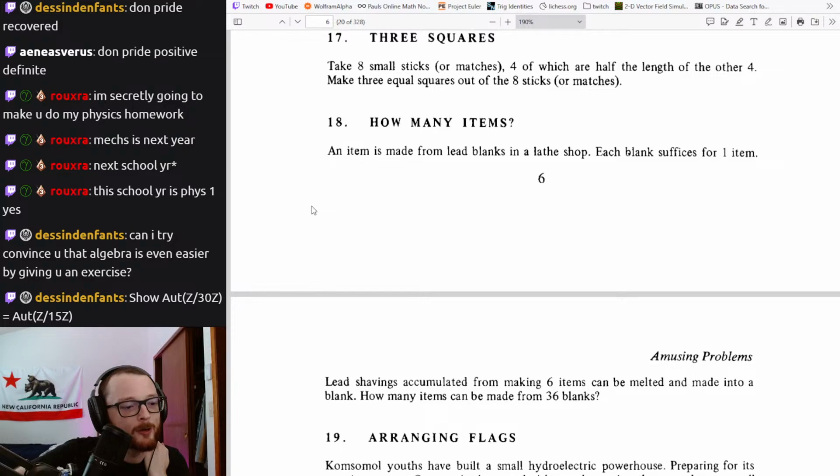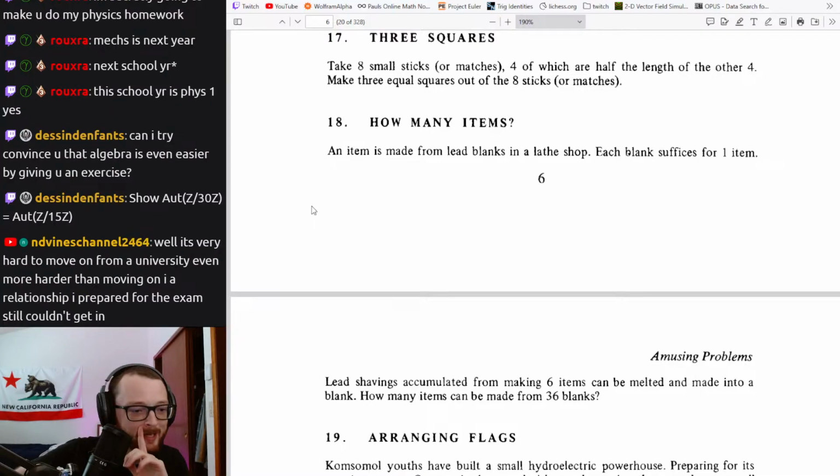Show the automorphism of Z mod 30 is equal to the automorphism of Z mod 15. Is that for addition? I can't remember. Or is it multiplication? Like Z mod 30?